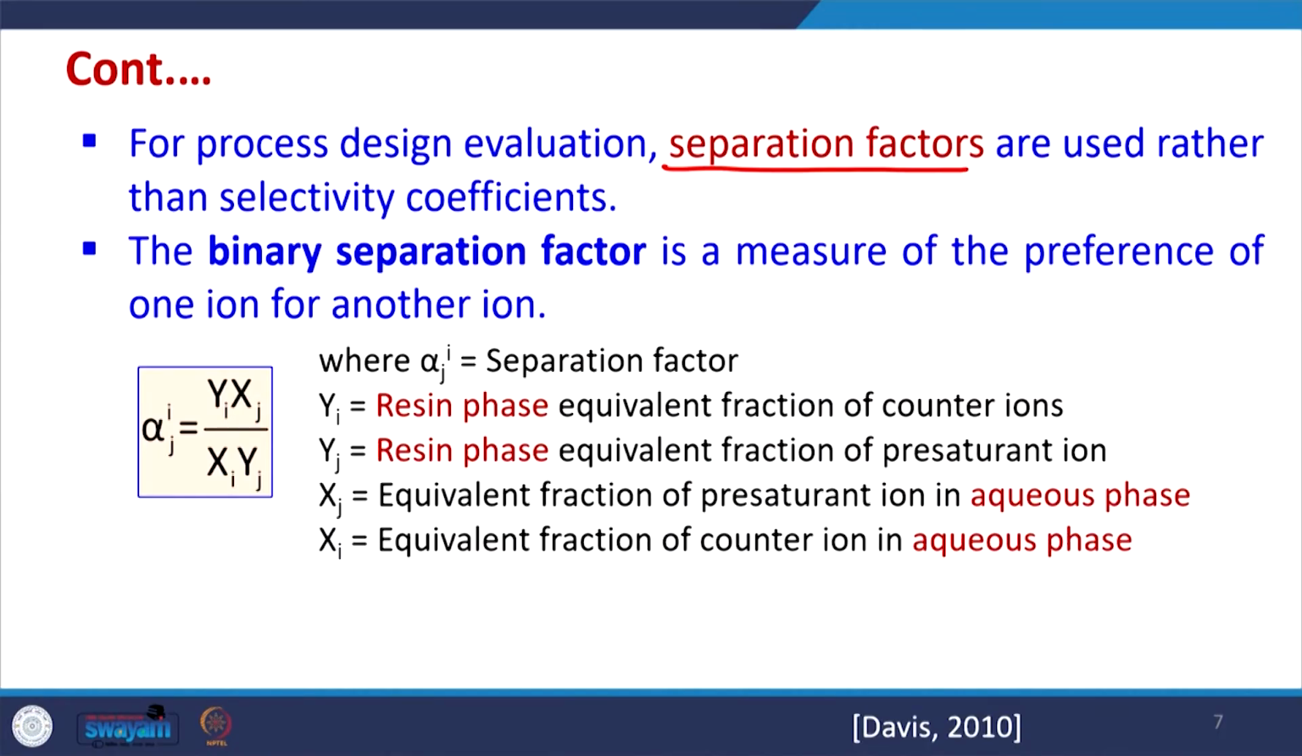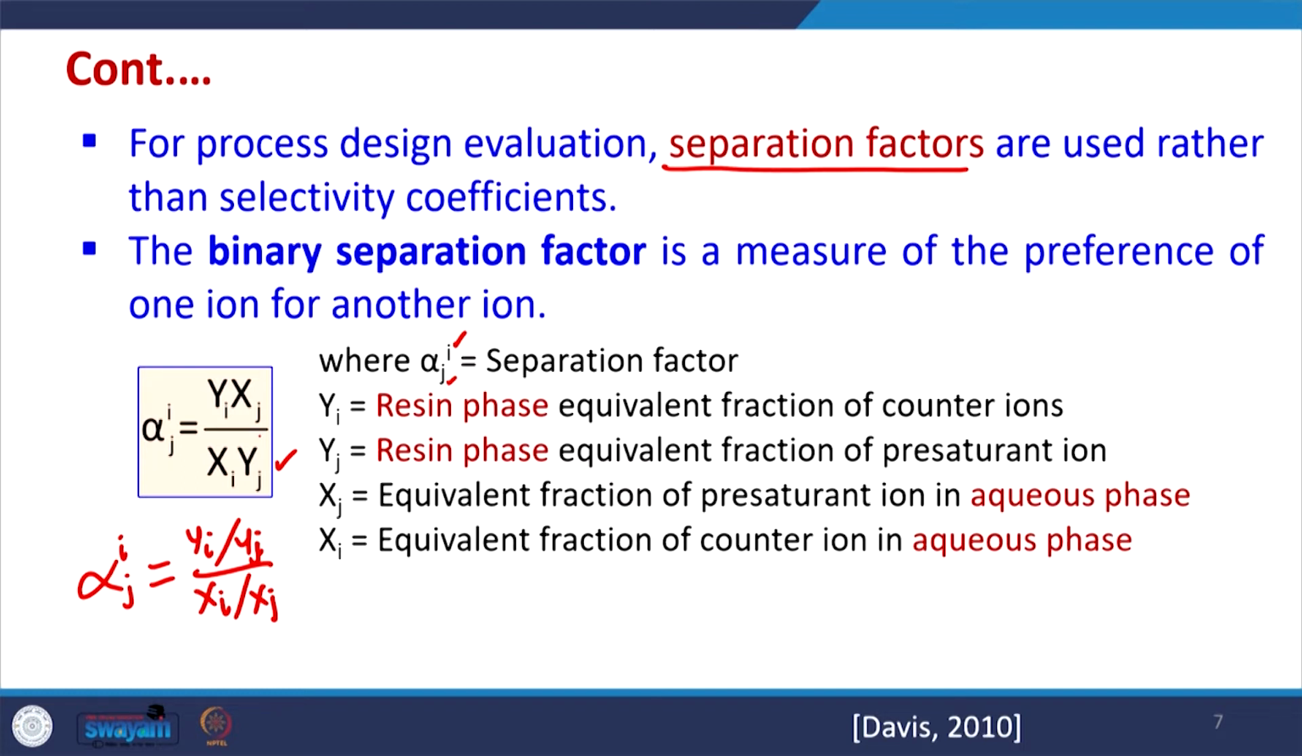Now, the binary separation factor is a measure of the preference of one ion with respect to another ion. Suppose we have ions I and J. The separation factor can be given like this, and we can also define it as the ratio y I upon y j divided by x I upon x j. This equation can also be written the opposite way.